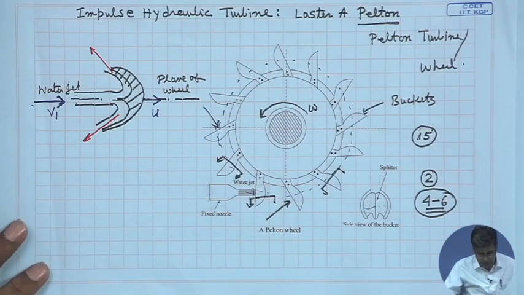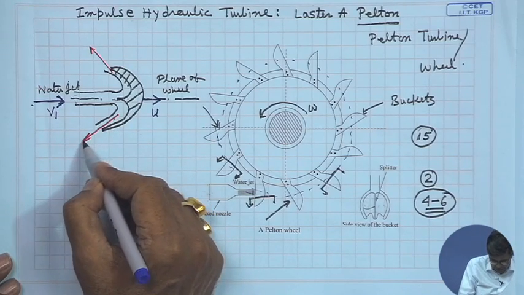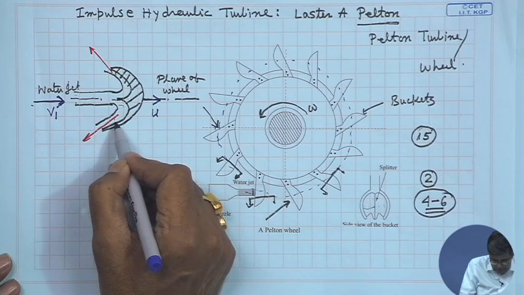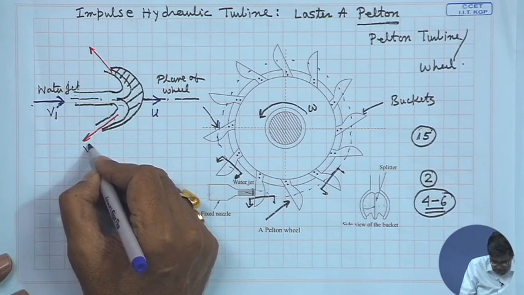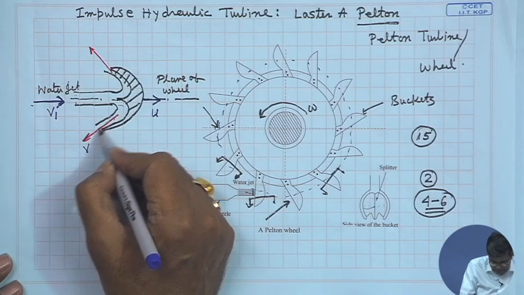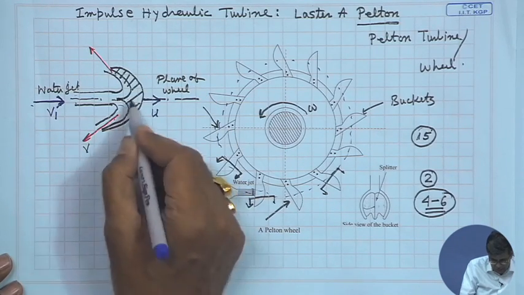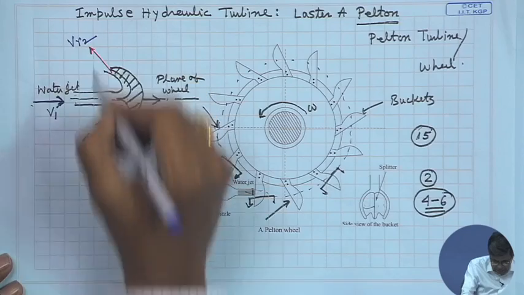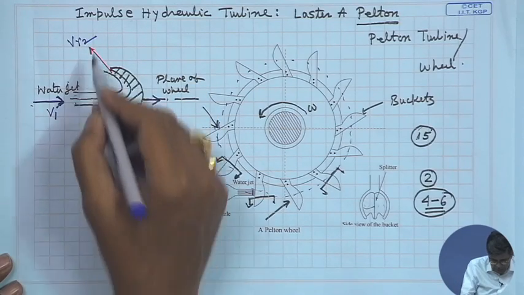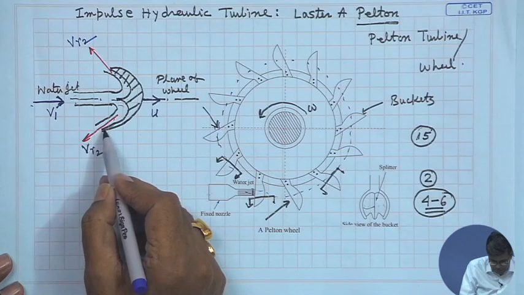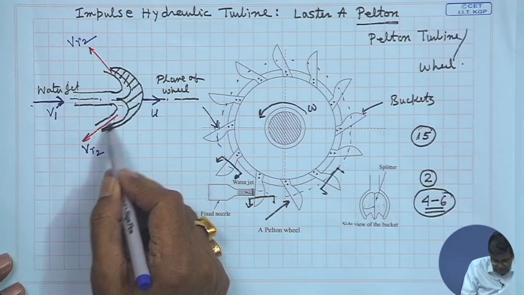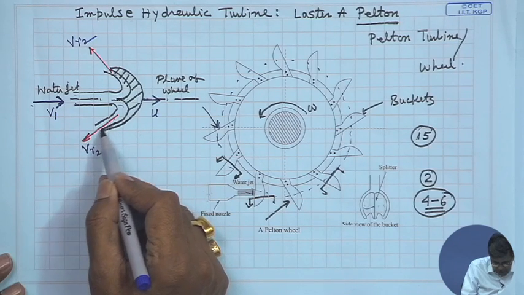Now, the water jet comes out from the bucket, gliding over the surface. That means, if we denote the velocity coming out from the bucket with respect to the bucket, the velocity relative to the bucket is VR2 at the outlet. So, we will see VR2 must glide along the bucket. That means the direction of VR2 must coincide with the angle or the direction of the bucket at the outlet.